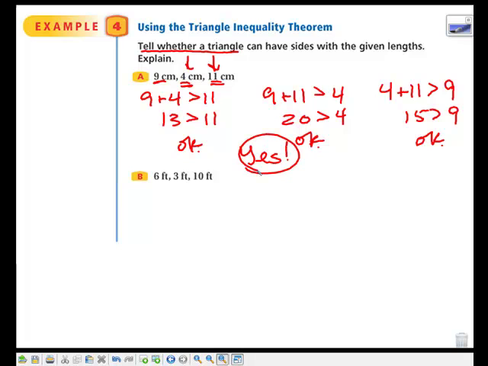And on the last one, as far as this example, B here, if we test out the 6 and the 3, 6 plus 3 should add up to more than 10. 6 plus 3 is 9. Is 9 greater than 10? Nope, that's not correct. So no, these could not make a triangle. We don't have to check any farther.